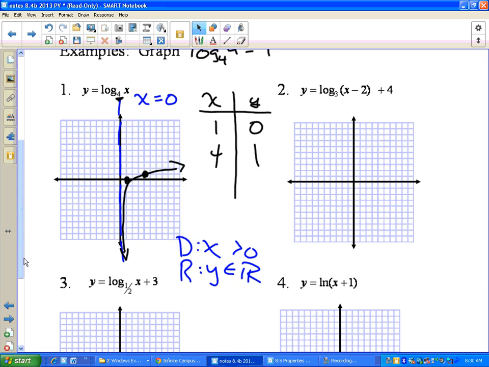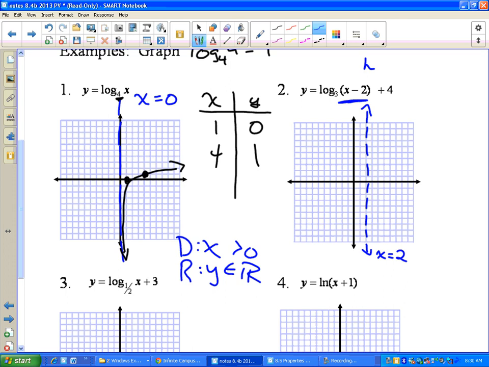Okay, my asymptote is always the opposite of the parentheses. It's always my H. What is my H? 2. So my asymptote is x equals 2. Awesome. So what just happened? What transformation did I just do by moving that asymptote? I moved right 2, so my transformation is right 2.